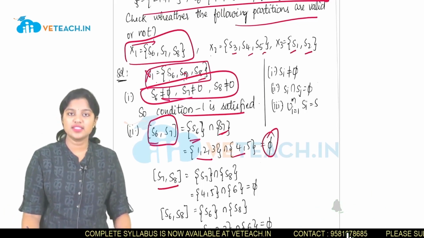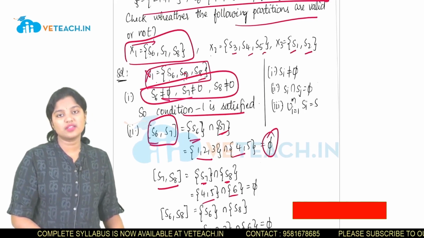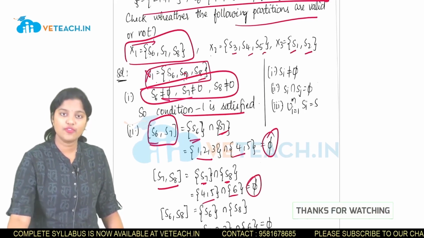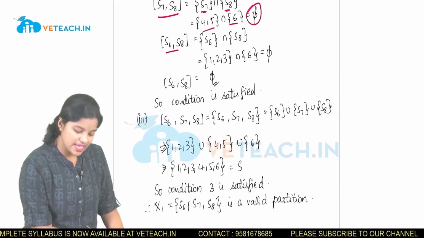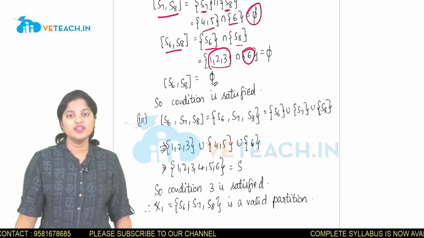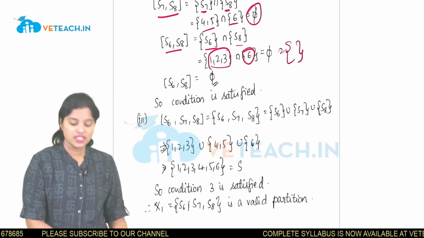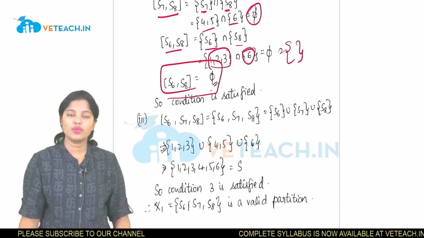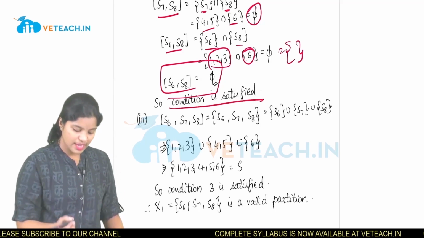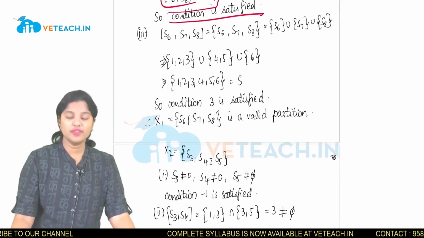S7 and S8: here also, no elements are common, so again this is equal to phi. Next S6 and S8: here also no elements are common, so we can write that it is an empty set, phi. So S6 intersection S8 is also equal to phi. So the second condition is satisfied.